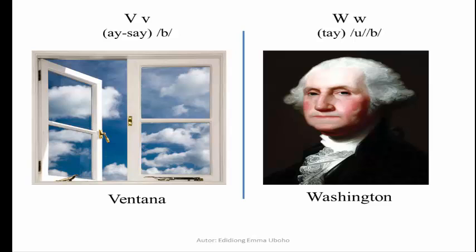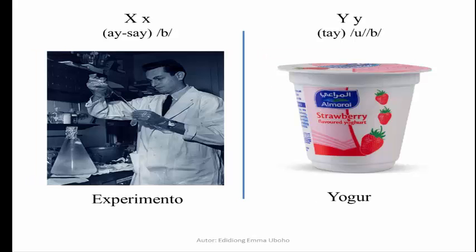Likewise, the Spanish W, which is called double ube, which means double V because the capital W looks like two V's superimposed. Double ube is pronounced just like the English W, such as the word Washington.